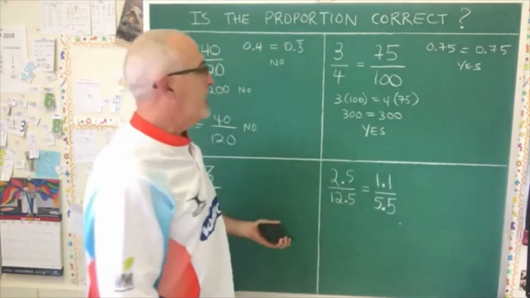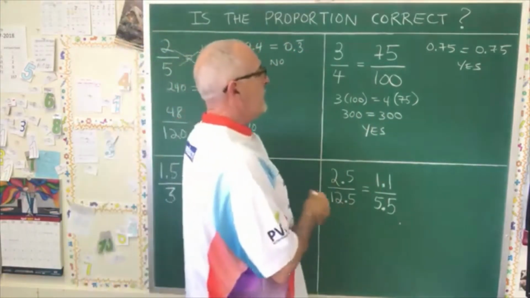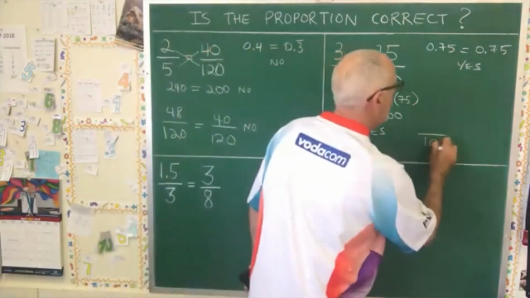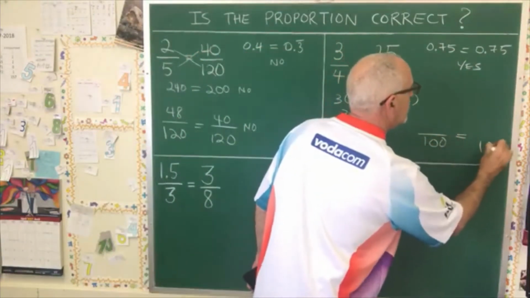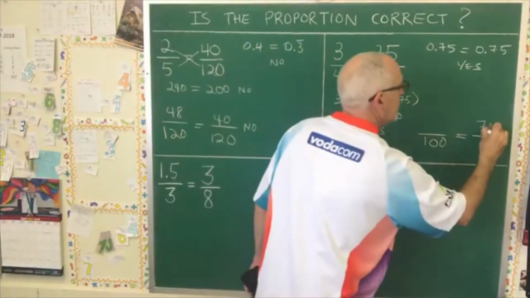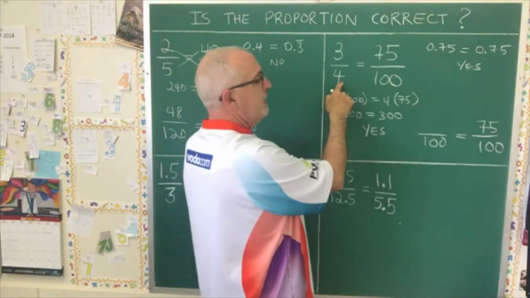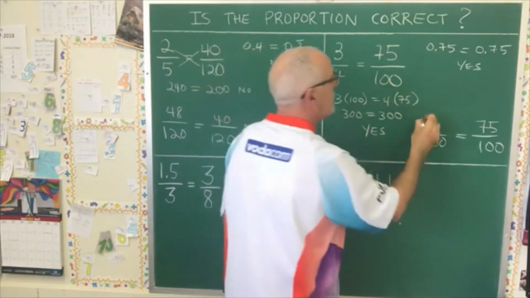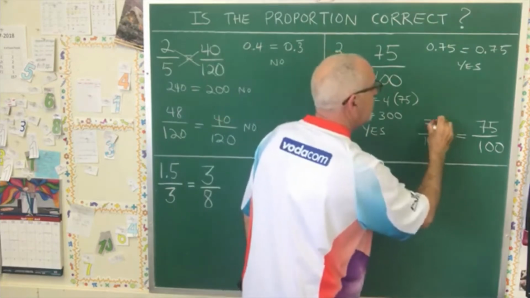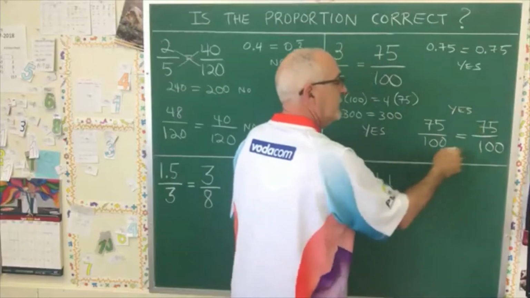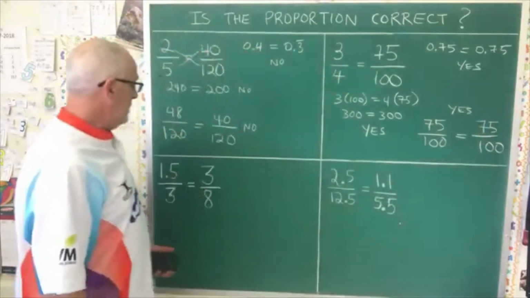We already knew that would happen. And now a common denominator. The lowest common multiple of 4 and 100 is 100. So I want to put both of my fractions over 100. The one on the right is already over 100. The one on the left, 4 turns into 100 by multiplying 4 by 25, so I have to multiply 3 by 25, and that gives me 75. And we can see, yes, the left side is equal to the right side, the proportion is correct.